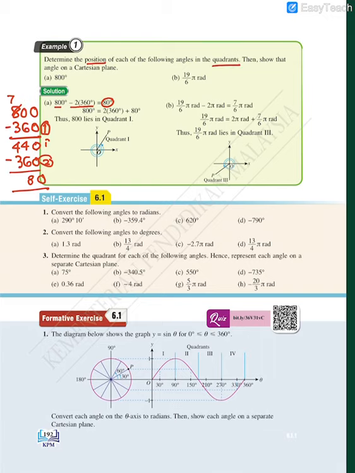Macam mana kita nak tahu position kuadran? Okay, kita ingat balik yang kita dah belajar sebelum ni. Position dalam kuadran, teacher rasa basic lah. Semua orang dah tahu kan? Okay, ni x-axis, ni y-axis.